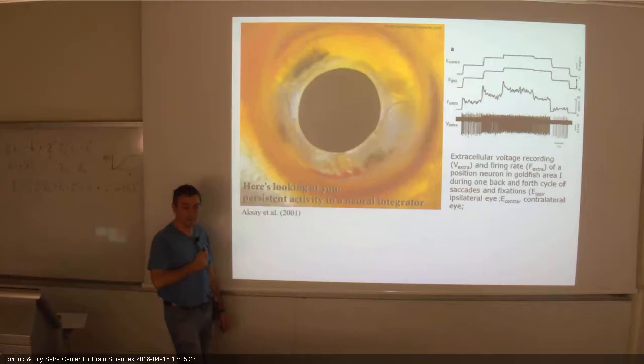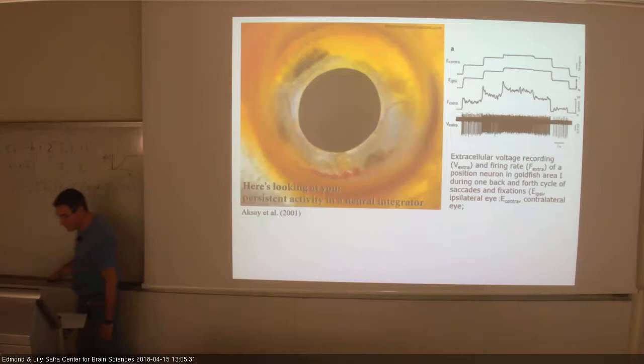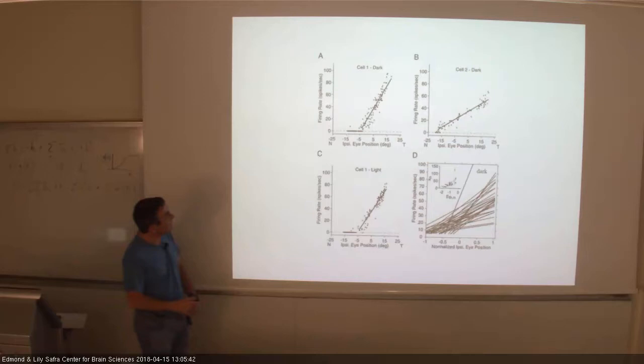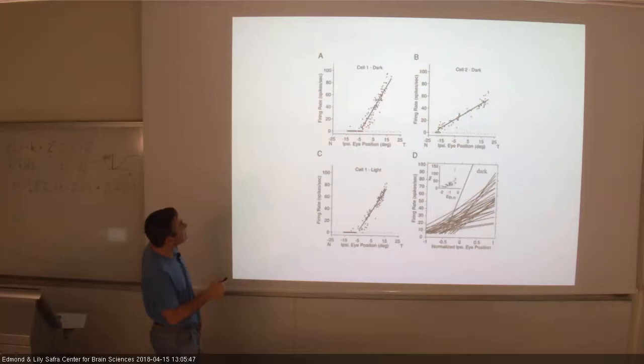So this issue of a continuum of fixed points is something that seems to be prevalent throughout the brain, not only in mammals but also in other animals. What you see here is the firing rate of the neuron as a function of the position of the eye. It's pretty linear. And this is in the dark. These are for different cells, and this is in the light. So it doesn't seem to depend on visual feedback, because the behavior is the same in the light and in the dark.